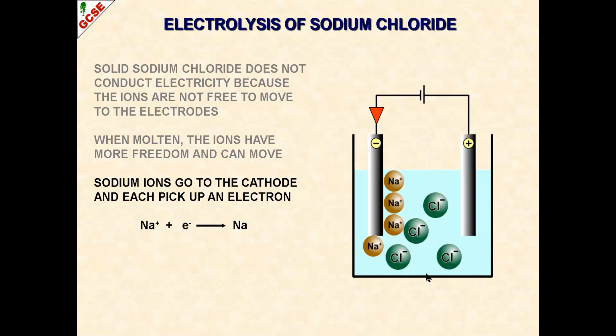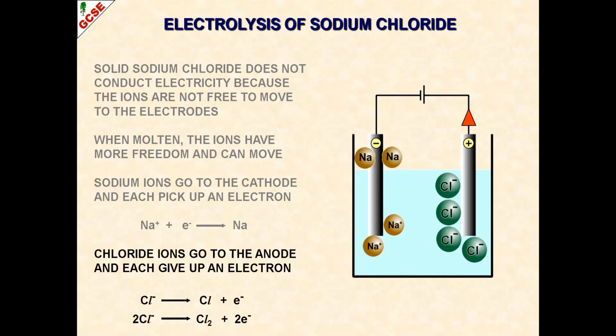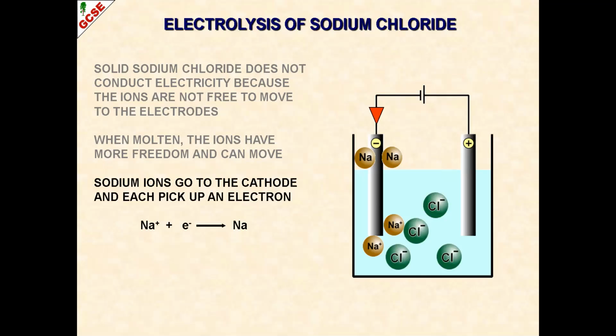Now when the cathode is negatively charged, and we're talking about inert electrodes, so they're not going to react, the positive sodium ions are going to be attracted towards the cathode, and then they're going to pick up an electron and sodium will be formed. So this is the ionic equation, and solid sodium is formed.